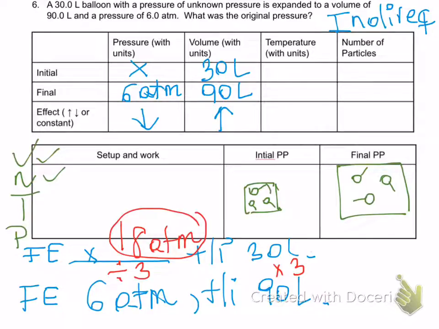So I'm going to show 2 particles bouncing off the walls in that smaller container, and just one particle bouncing off the wall in my bigger container. So we've addressed temperature and pressure, and we're done.